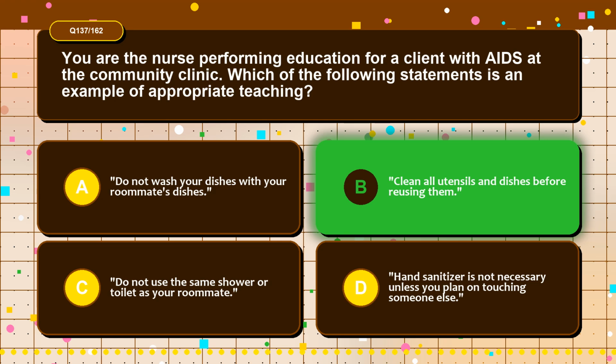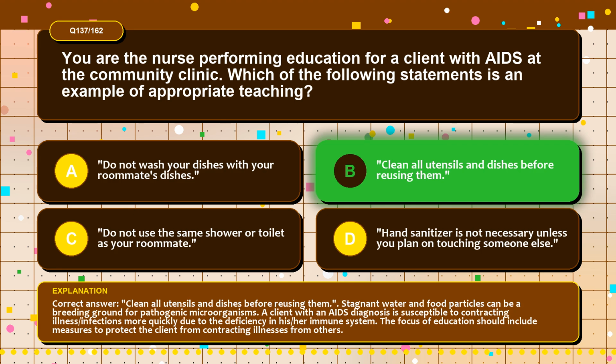The correct answer is option B. Clean all utensils and dishes before reusing them. Stagnant water and food particles can be a breeding ground for pathogenic microorganisms. A client with an AIDS diagnosis is susceptible to contracting illness/infections more quickly due to the deficiency in his or her immune system. The focus of education should include measures to protect the client from contracting illnesses from others.